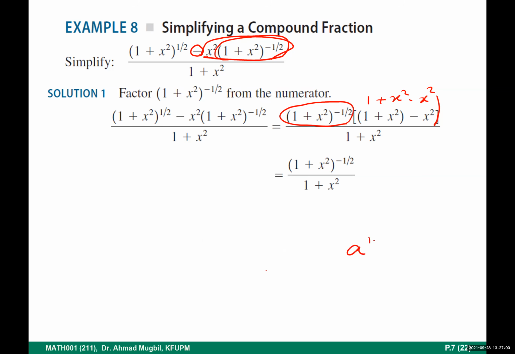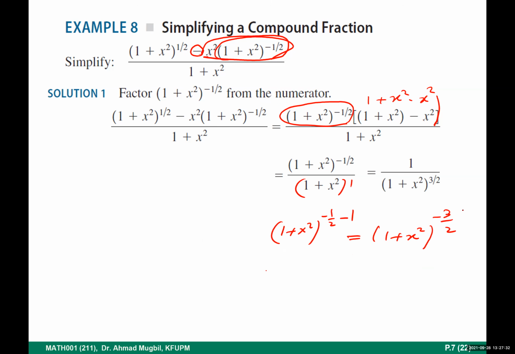When you have a to the power m over a, can you simplify? Yes. It is a to the power m minus 1. So here it is just 1 plus x squared all to the power what? Negative half minus the power here, which is 1. Minus 1. What is that? Minus 3 over 2. This is the same expression all to the power negative 3 over 2, which can be written as 1 over.